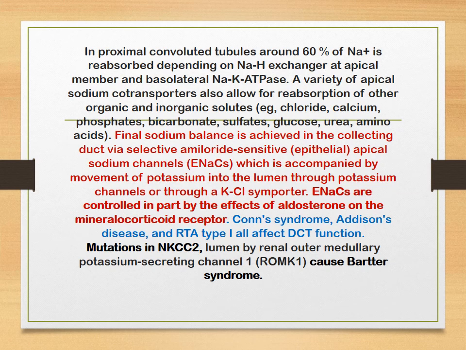In the proximal convoluted tubules, around 60% of the sodium that is filtrated will be reabsorbed, depending mainly on the sodium hydrogen exchanger at the apical side of the epithelial renal tubules. That means sodium will be reabsorbed in exchange with hydrogen ion. Sodium will be transported from the lumen into the renal tubule cell, and the hydrogen will be secreted from the renal tubule cell into the lumen.